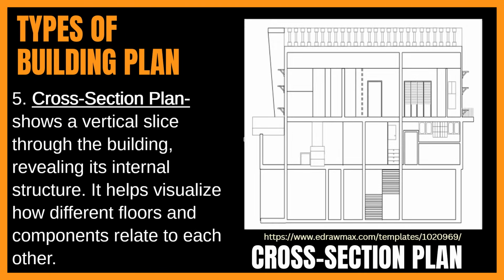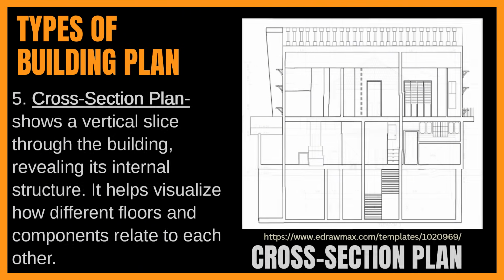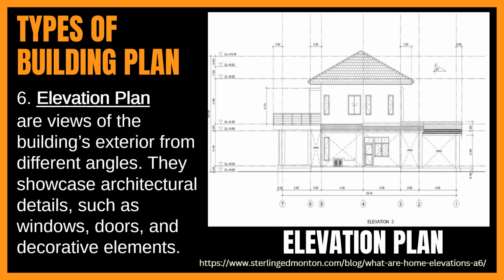The cross-section plan shows a vertical slice through the building, revealing its internal structure. It helps visualize how different floors and components relate to each other. The elevation plan are views of the building's exterior from different angles. They showcase architectural details, such as windows, doors, and decorative elements.